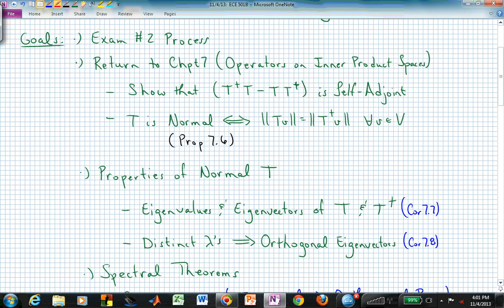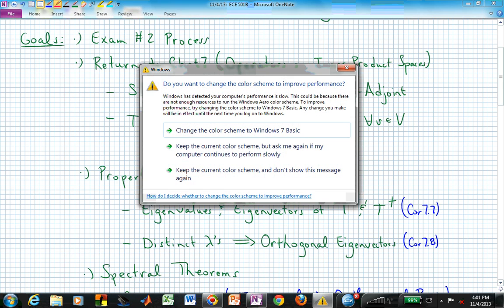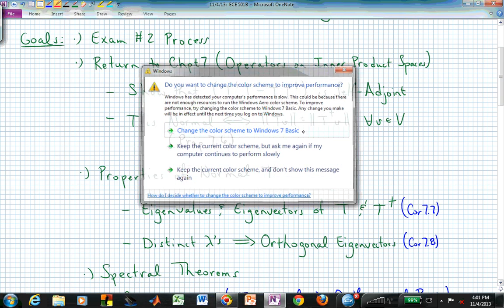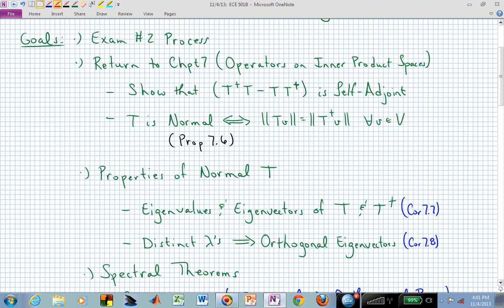But today what I want to do is quickly, for those that aren't able to stick around, give you a little bit of the process for exam number 2. It should be consistent with the process that was followed for exam 1. Then we will actually jump ahead in terms of material. We won't be covering chapter 7 on this exam. It will be on the final.